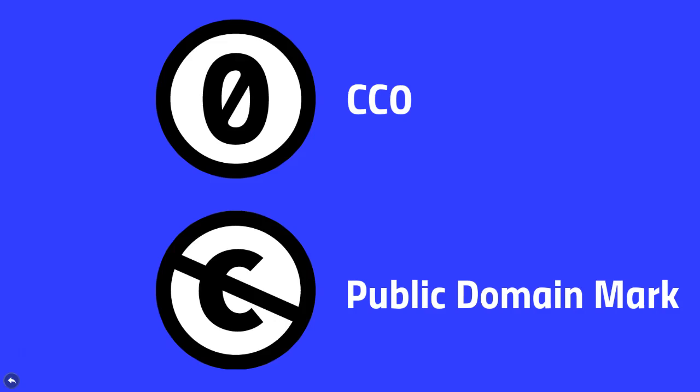The public domain mark, represented by a letter C with a slash through it, is not a legal tool and has no legal effect, unlike everything else we've talked about in this video. It's a label that is used to inform people that a given work is known to be free of all copyright restrictions. That is, that it belongs to the public domain. It's often used by museums and archives working with very old works that are known to be free of copyright.